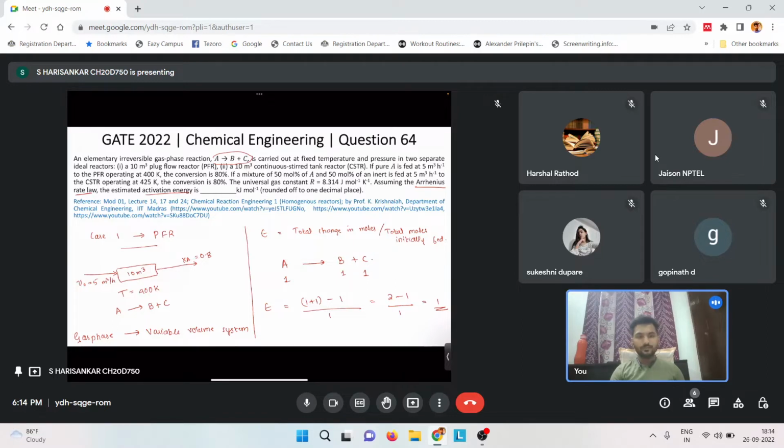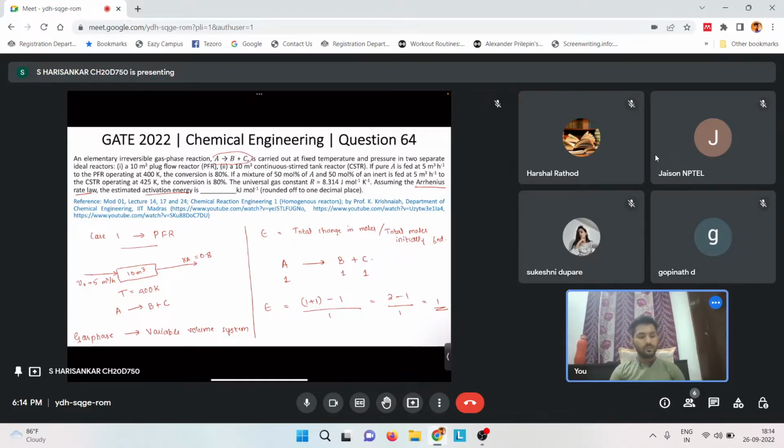If we see this question, they have not given us K1 and K2. So our objective here is to find this rate constant for these two cases. Let's say rate constant K1 is the case of PFR, and rate constant K2 is the rate constant of the reaction in CSTR. If we find these rate constants K1 and K2, we can apply this Arrhenius law and we can find the activation energy. So that is how we will proceed with this question.